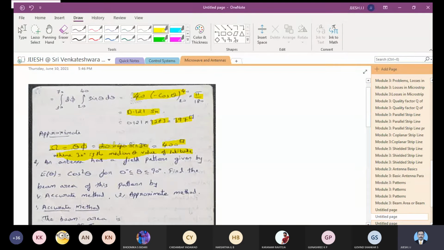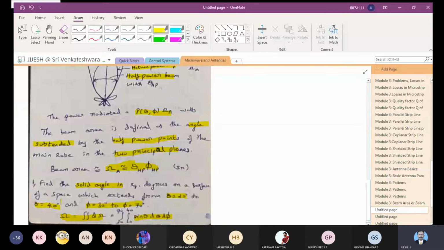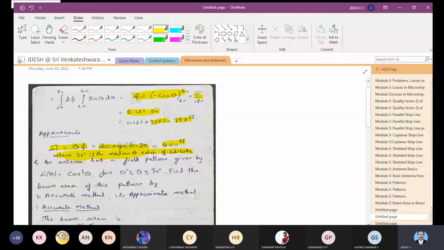Where does this 30 degrees come from? You have sine theta, and theta is 20 to 40, so you have to take the center value for that. The center value of 20 and 40 is 30 degrees. So we have gone with sine 30 degrees. The equation you get for the approximate value is theta half power phi half power, which will be 20 multiplied by 40 sine 30, and it will come as 400. I have clearly mentioned here that 30 degrees is the median theta value of latitude. That is what you have to understand.